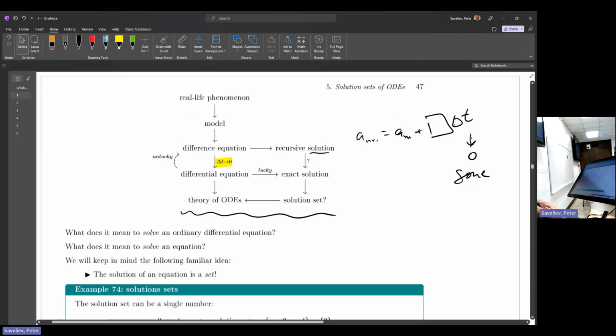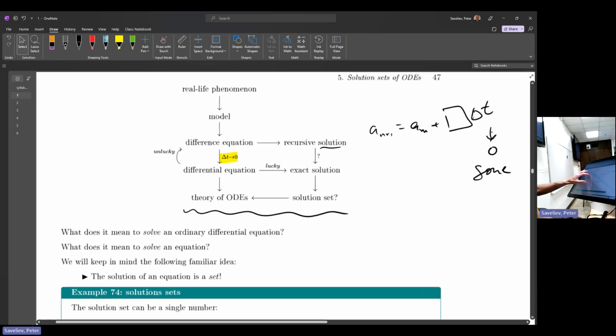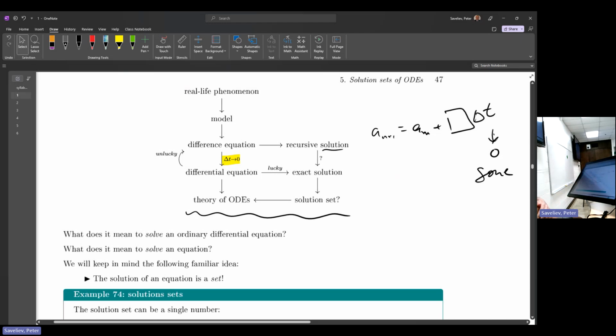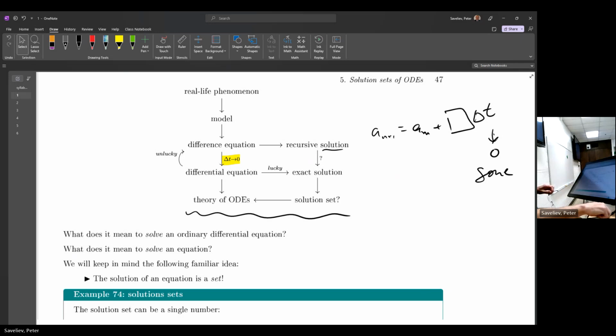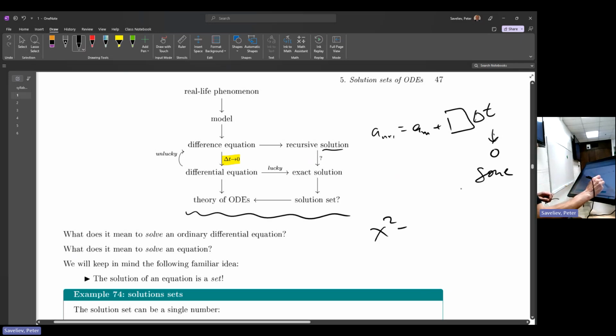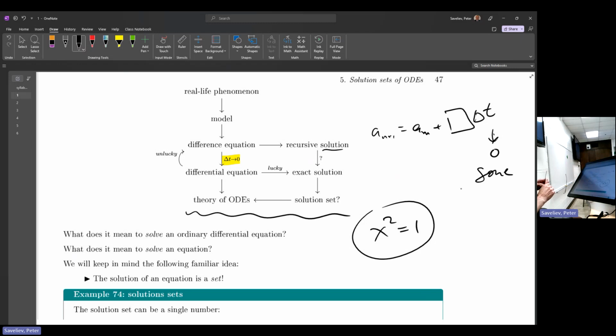To understand it better, let's go way back to what it means to solve an equation, not a differential equation, but an equation. So x squared is equal to 1. That's an equation that you solve for x, a number. This is the algebra that we're used to. And now differential equations will have solutions that are functions.